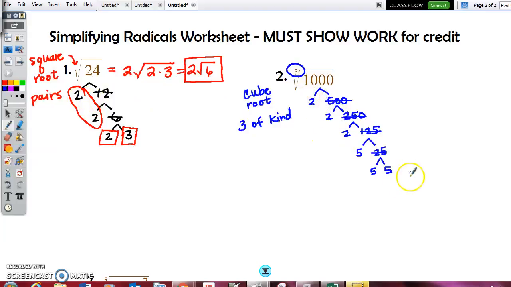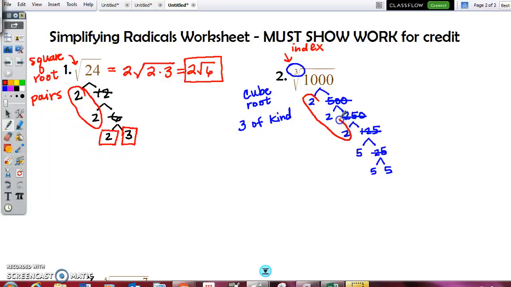So now I gotta look, do we have any 3 of a kinds, or triplets? Now remember, we are not looking for pairs this time, because this thing says, look for triplets. That, by the way, is called the index. Whatever number is up there tells you what root you're talking about, and it's called the index. Alright, so we're looking for 3 of a kind, and we do have 3 of these 2's.